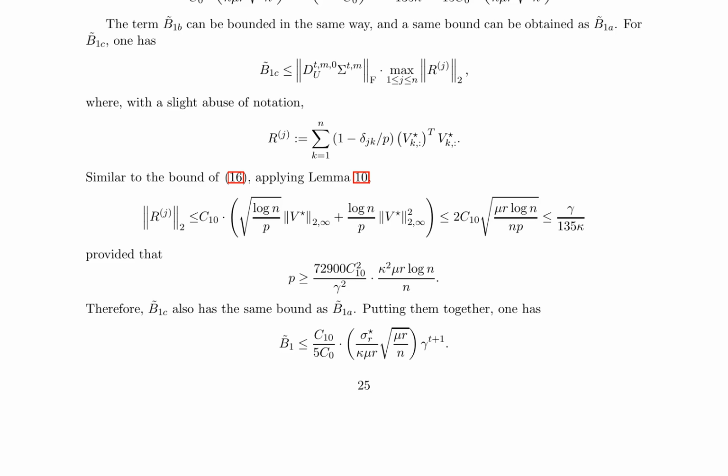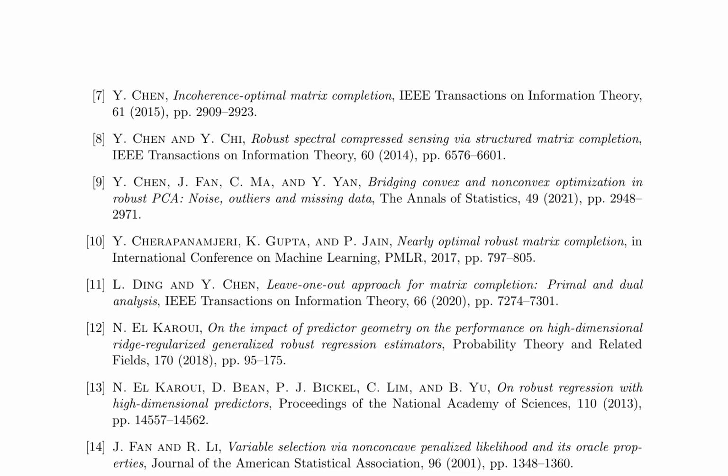Theoretical recovery guarantees for the non-convex alternating projection method in robust matrix completion are established through leave-one-out analysis. The method's performance is ensured by the choice of parameters, including the thresholding function, which must satisfy specific conditions.